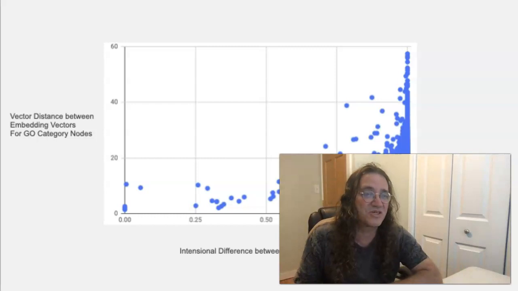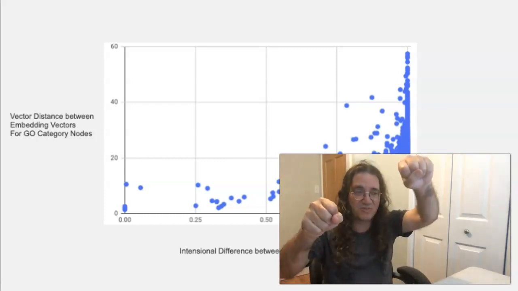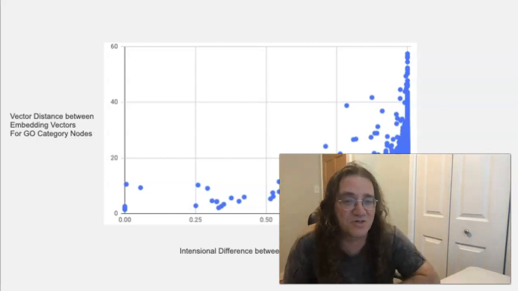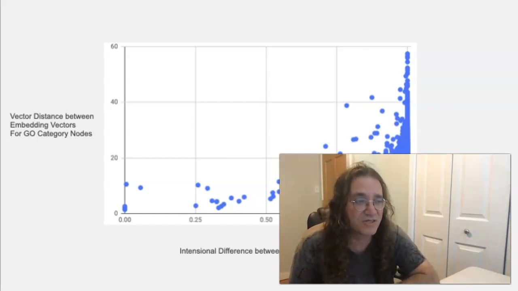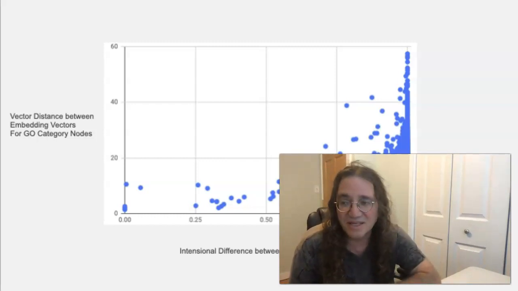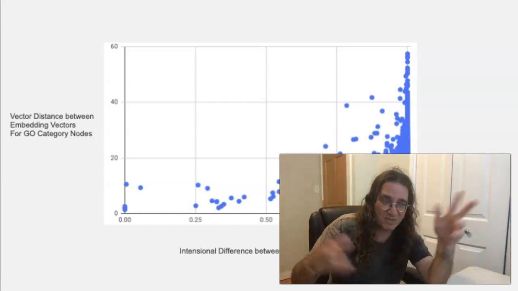And what we see here is mostly a vaguely linear correlation. Now, when the intentional difference, as we were measuring it, is 1 or very close to 1, that means the two nodes basically have no properties in common. And what you see in this graph is when the nodes have no properties in common, or almost no properties in common, then the vector distance could be anything. The embedding is not putting them all far apart, it's putting some close, some far.